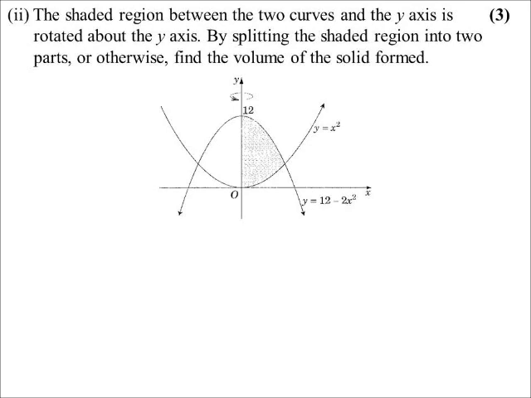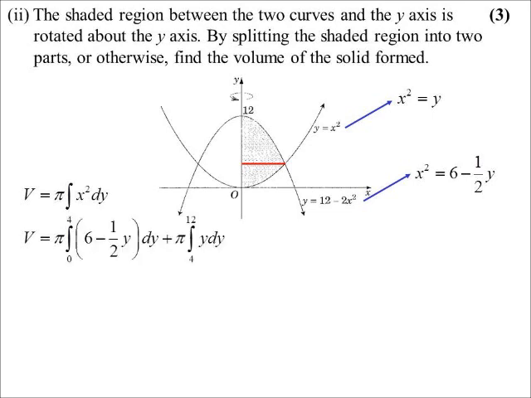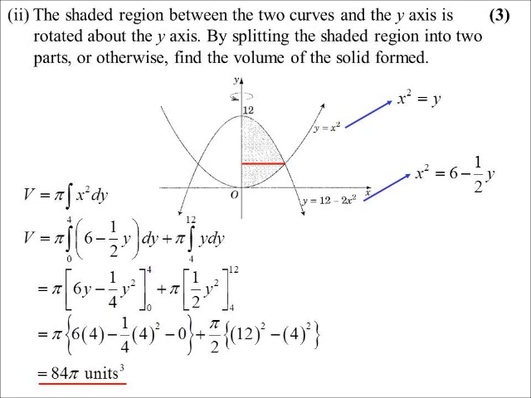But anyway, okay. So pi, we're going around the y-axis this time. I'm going to have to make x squared the subject. The concave up parabola already has x squared as a subject, so x squared is y. The concave down one, when I rearrange that, x squared is 6 minus half y. So adding these two together. Now I can't combine these integrals, I've got different limits, so I have to treat them as different ones. Add 1 to the power over the power, substitute in, a bit more calculation, we get 84 pi units cubed.